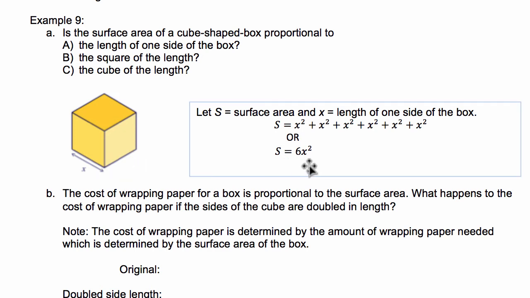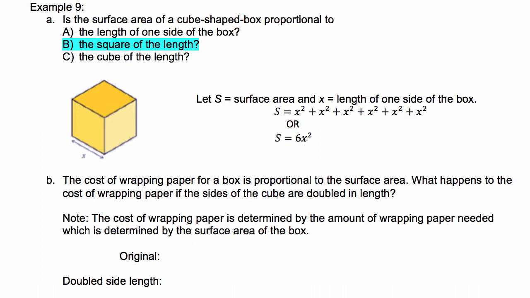Since S and x squared can change in value, they can be thought of as variable quantities, while 6 is our constant of proportionality. That is, the surface area of a cube-shaped box is proportional to the square of the length of the box. Part B. The cost of wrapping paper for a box is proportional to the surface area. What happens to the cost of wrapping paper if the sides of the cube are doubled in length?